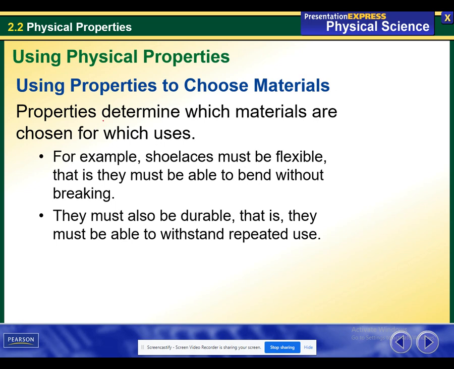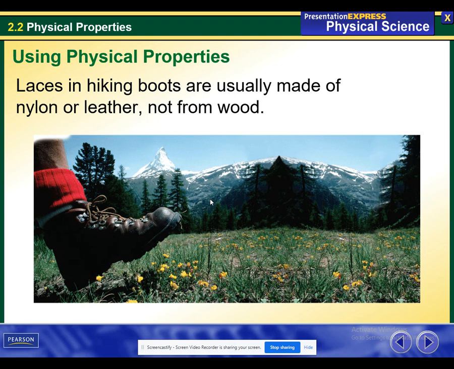The next one is using properties to choose materials. Properties determine which materials are chosen for which uses. If you were trying to find shoelaces, you want them to be flexible because you want to be able to tie them, so you must be able to bend them without breaking and tie them into a nice little bow. But you also want them to be durable. That means you don't want them to fall apart after wearing your shoe one time. You want to be able to wear your shoes over and over and over again. Repeated use.